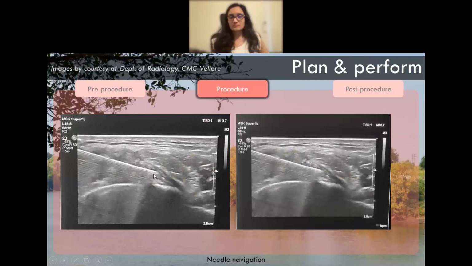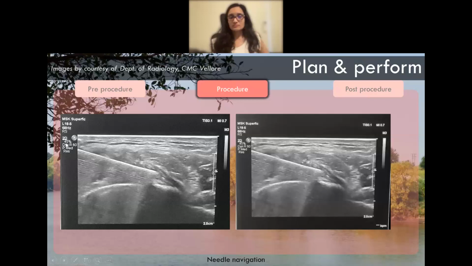So here we can see the needle is passed. The entire course of the needle is seen in this image. We should never advance the needle into the body if we don't see the tip. We should always see the tip. The thing is, ultrasound guided interventions are not a test of our speed. It is a test of our competency. It's not how fast we do it, but how safely we do it.